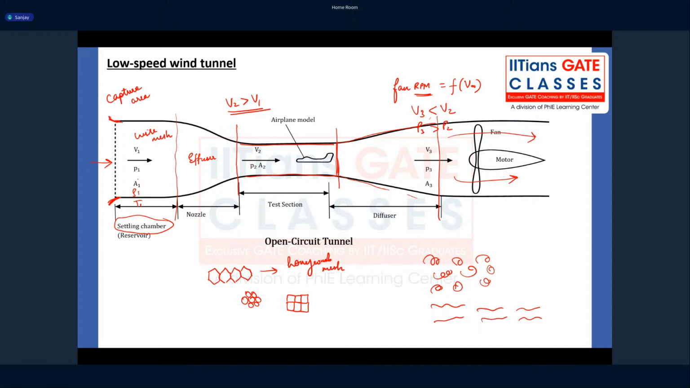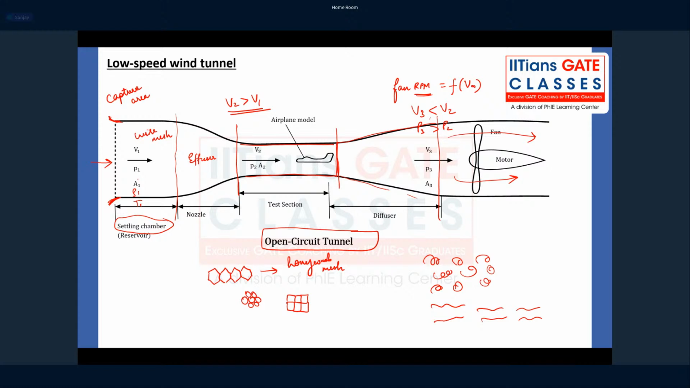So every time this tunnel runs, it is going to make use of new, fresh air from the atmosphere. It is going to run over the model, and then throw it to the atmosphere. Every time the circuit is open, it is not closing. That is why it is known as an open circuit wind tunnel. The air that is taken is used inside the tunnel and then dumped into the atmosphere.